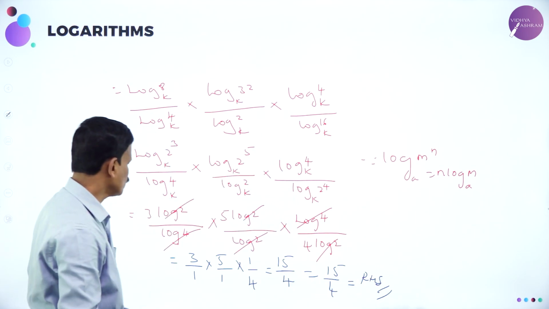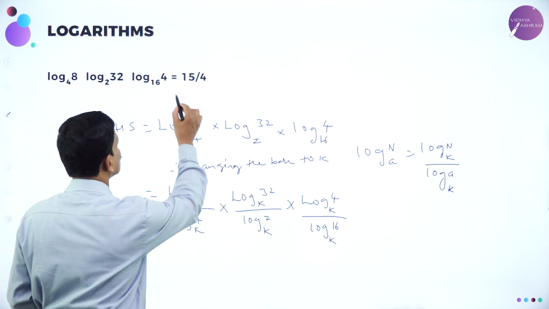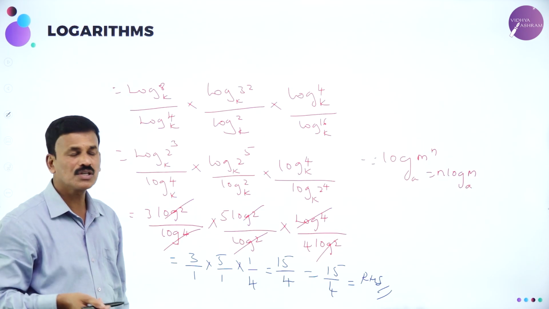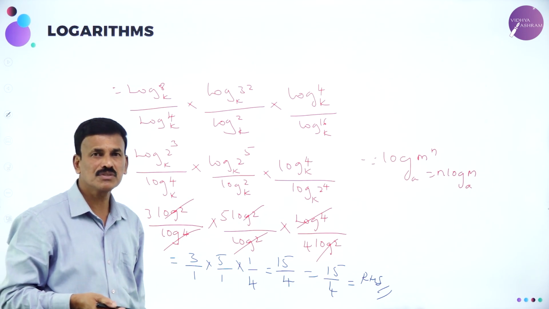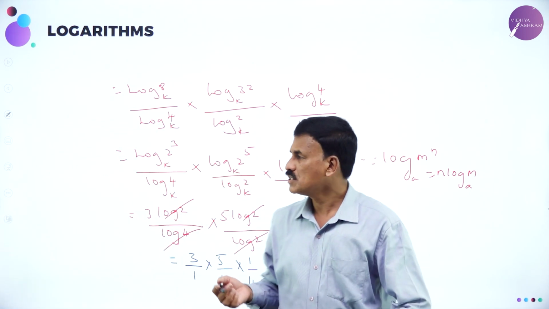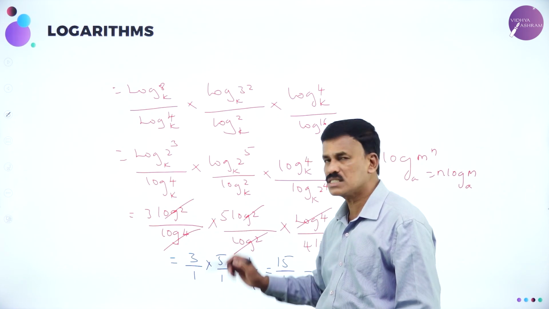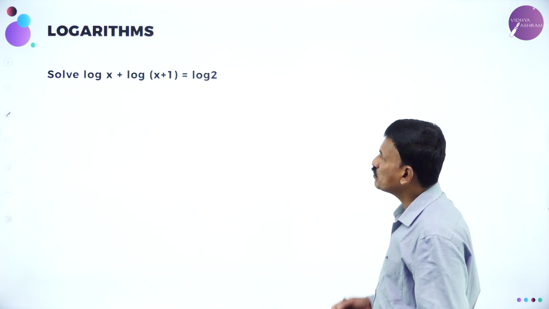See here, 5 3s are 15, by 4 1s are 4. So 15 by 4 is the required RHS. That's it. This is how we are going to solve this problem. Just changing the base and cancelling the terms which get cancelled, you will get the answer. Whether you write k or not, it is understood that the base is same for all these values.